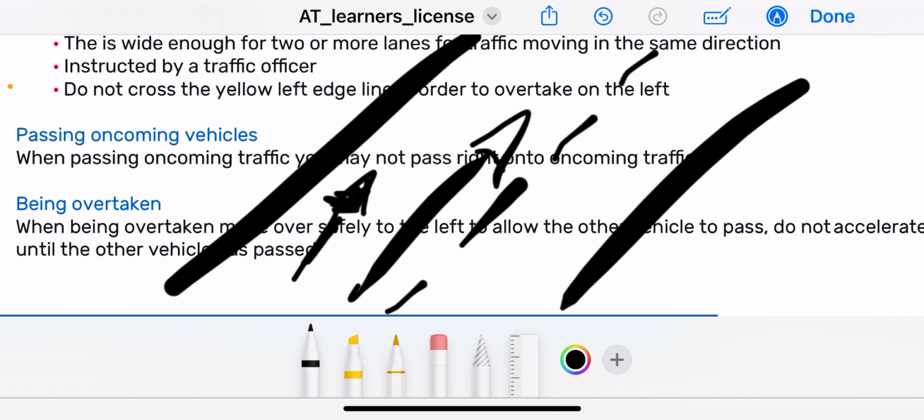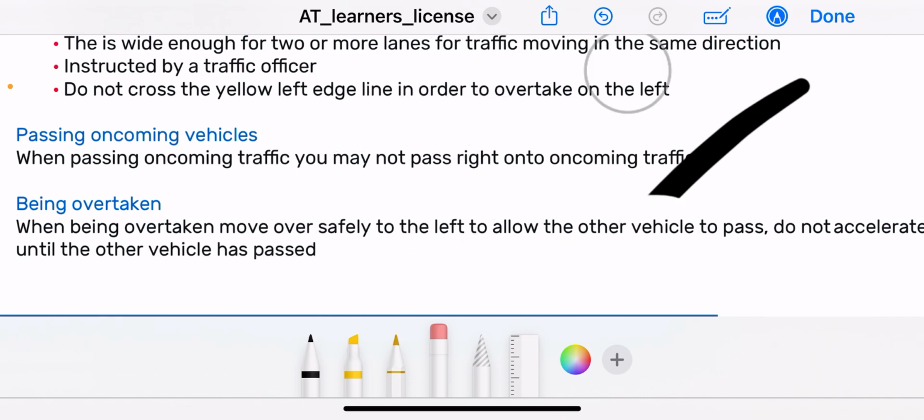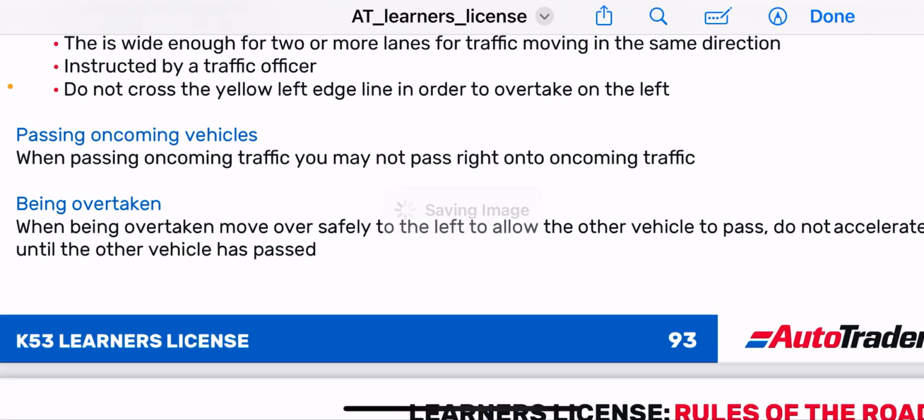If you are travelling at 60 and I'm trying to overtake you, you keep that 60. You keep that 60 and then I overtake you. Don't be jealous that I am overtaking you and want to accelerate too. Right? Okay.